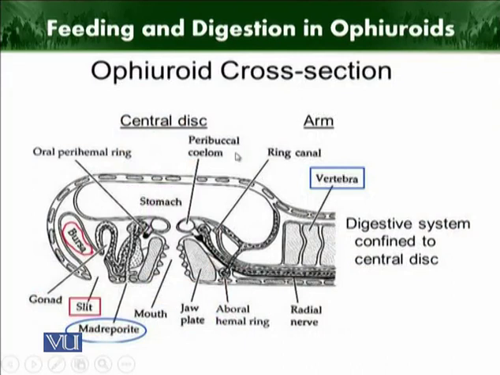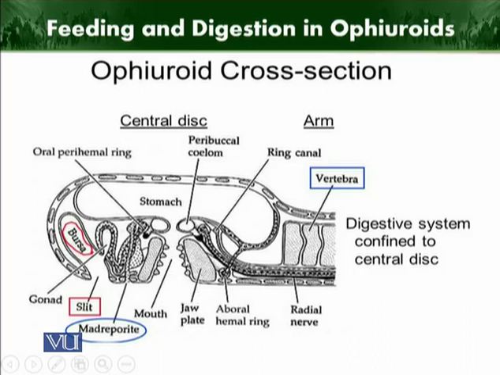This is the ophiuroid cross section. These are the arms. This is the central disc. This is the madreporite, and this is the bursa, oral perihemal ring, gonads. This is the mouth through which food is captured. This will enter into the, this is the jaw plate.